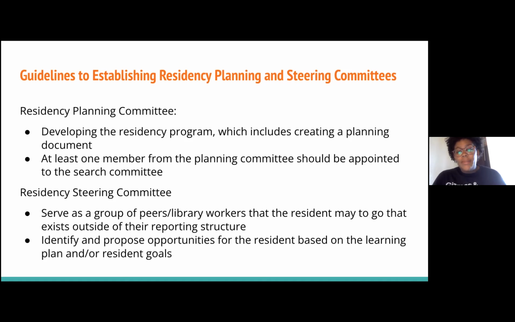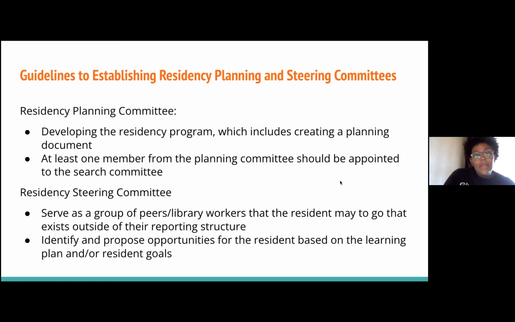The membership for this committee should include the residency coordinator, representatives from the library, including library workers, faculty, members of a library program, if one is there. This can be optional if the university doesn't have an LIS program. Also a representative from the university or library that's related to DEI initiatives or relevant campus partners. No resident supervisor should be appointed to this committee.